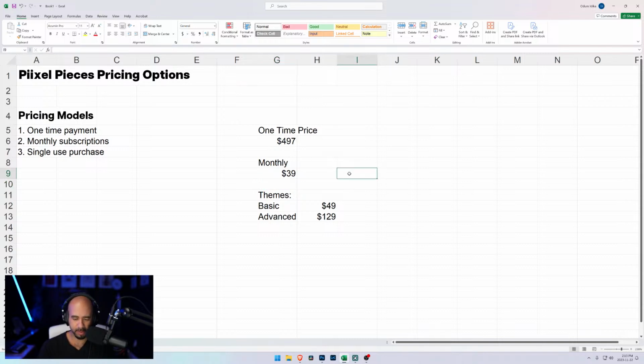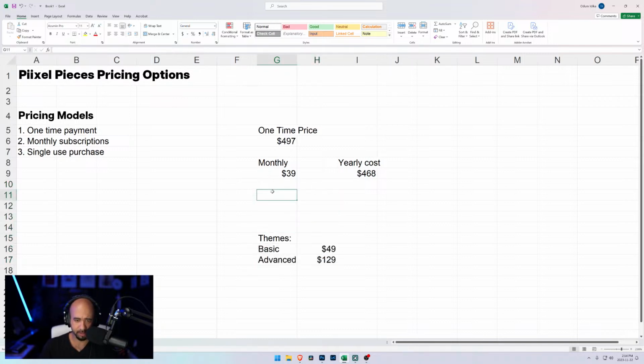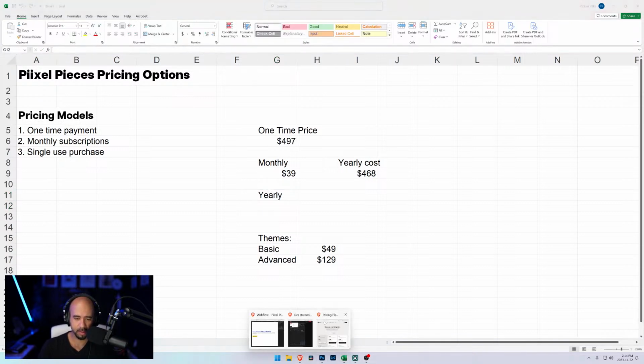Okay, so in a year, how much is that a year? Equals this times 12. Just yearly cost. But then, of course, a lot of people have discounts if you're doing monthly versus yearly. But then, what do they have if it's yearly? Let's just cut that out here for a second. Let's go yearly instead, just to see.